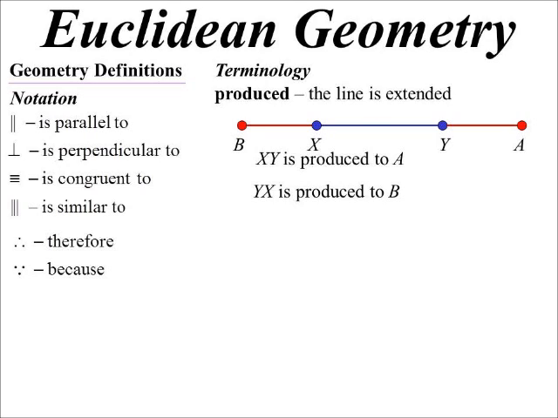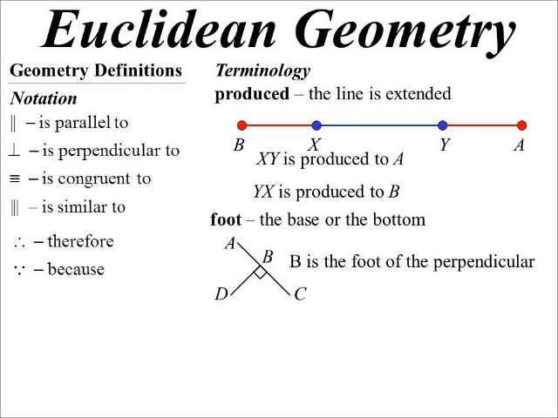Because remember, when you're writing your proofs down, what you're writing down is an argument that someone could reproduce and recreate your solution. And so they need to know exactly what you're doing. So if you're saying I'm going to produce it, they need to know which direction we went, and so on. Foot. Foot means the base or the bottom, but it's not necessarily at the base or the bottom of the picture, of course. The most common use of it, I guess, is foot of the perpendicular, which basically means where the two lines meet in the perpendicular, and we call B the foot. So B is the foot of our perpendicular.